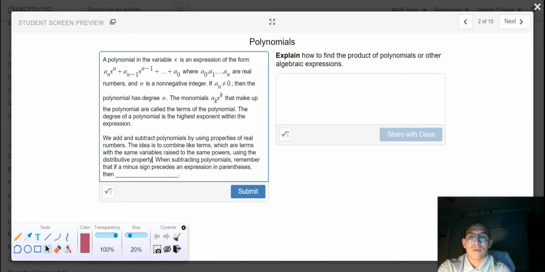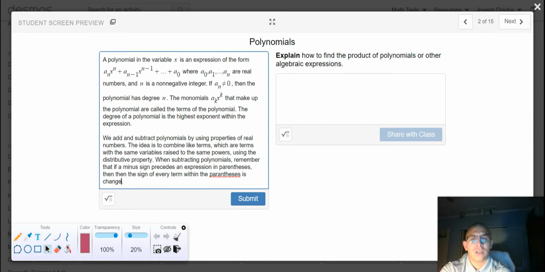When subtracting polynomials, remember that if a minus sign precedes an expression in parentheses, then the sign of every term within the parentheses changes. We're going to distribute that negative value; it's a minus sign, so we're assuming here it's going to be a minus 1. So it'll be minus 1 times whatever's inside the parentheses.